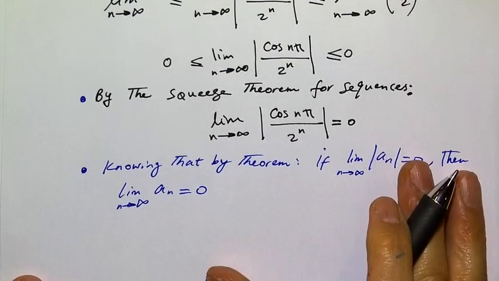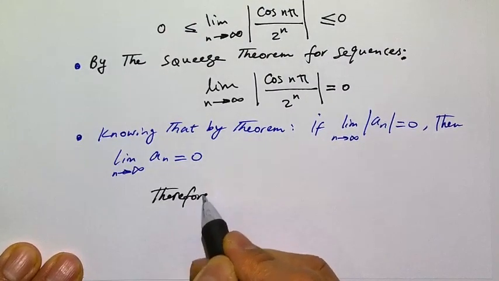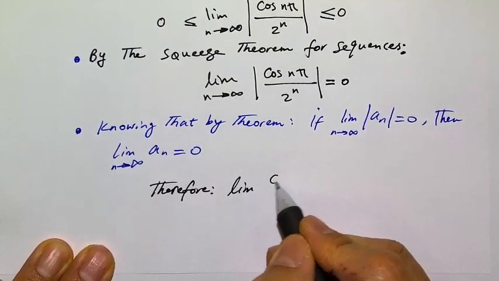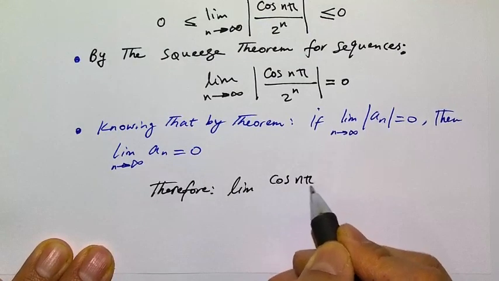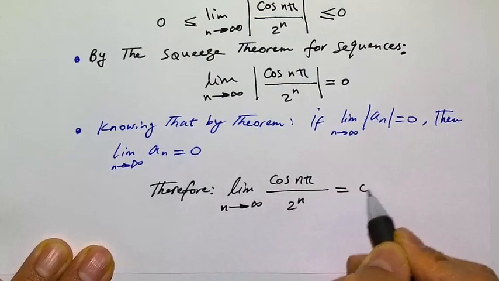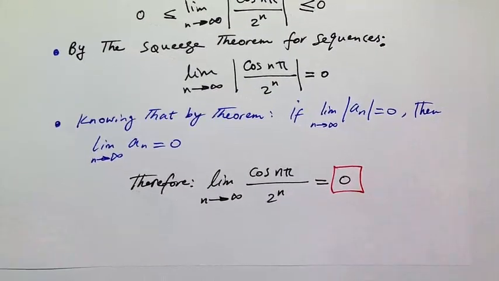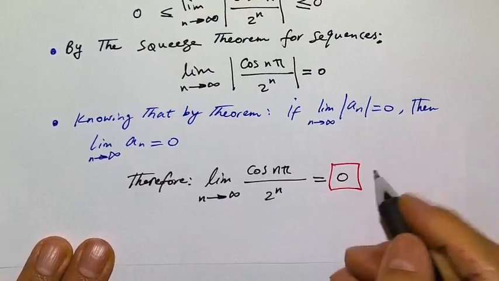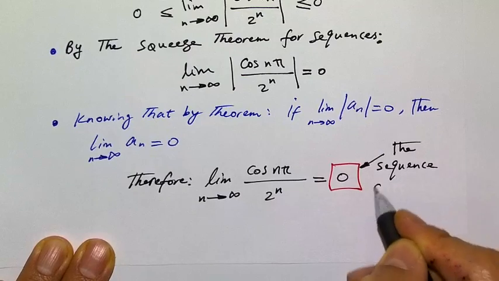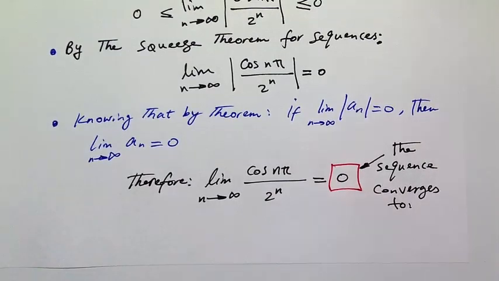Thus, therefore, the limit of cosine of n pi divided by 2 to the n as n goes to infinity equals 0 as well. So this is what the sequence converges to.